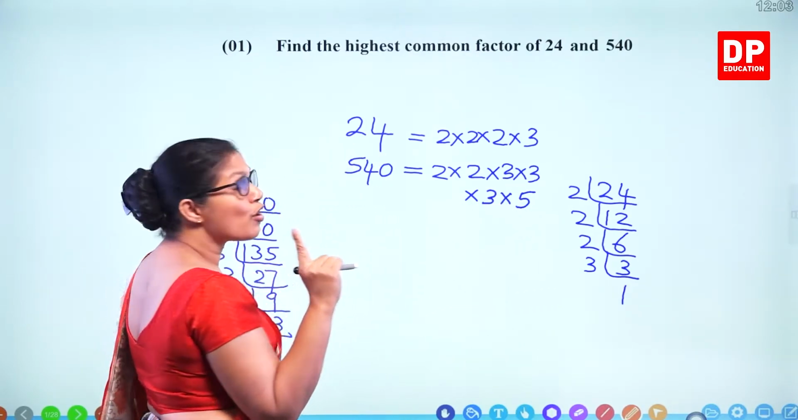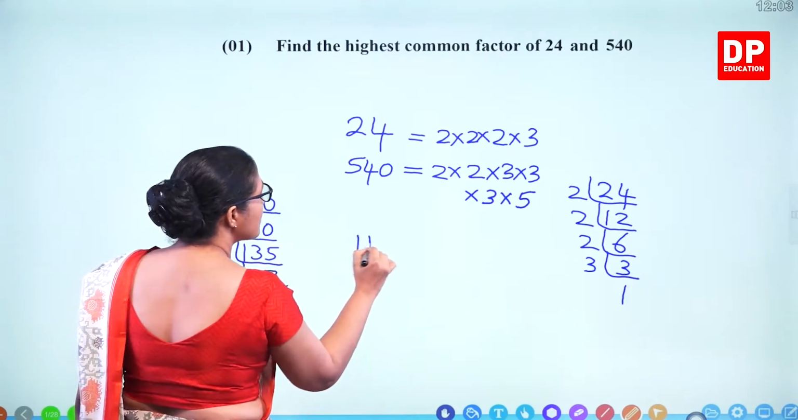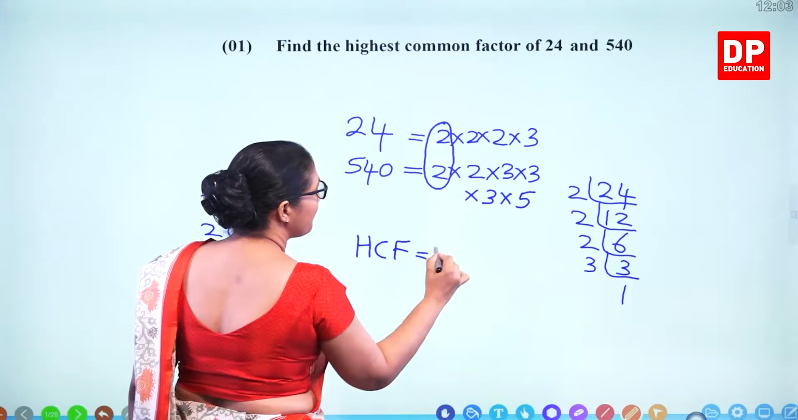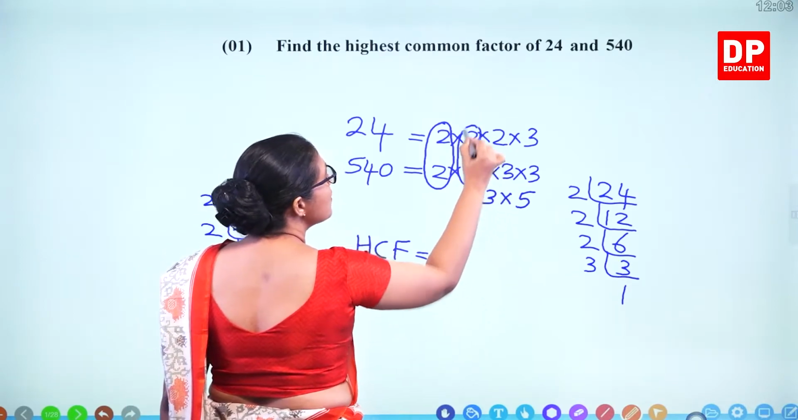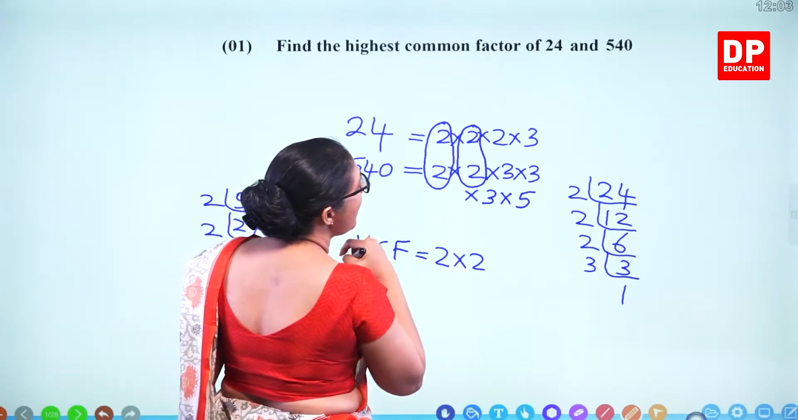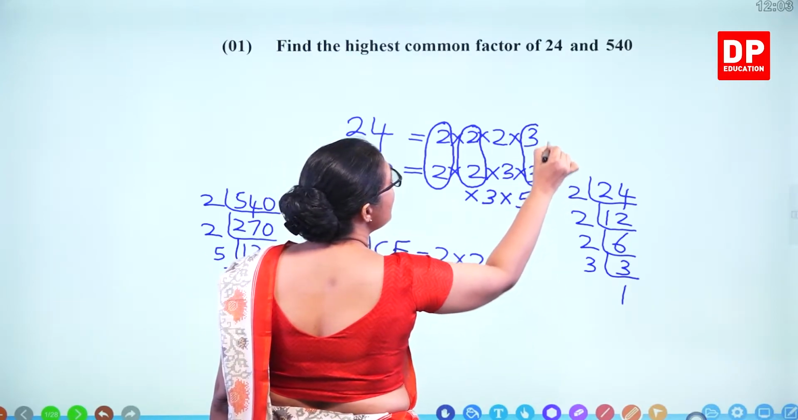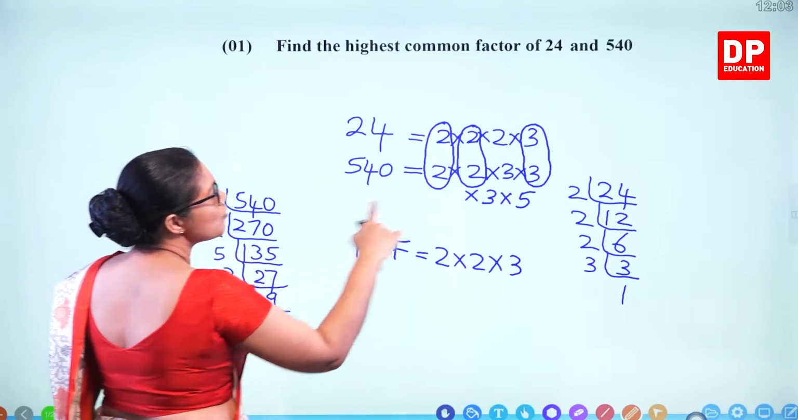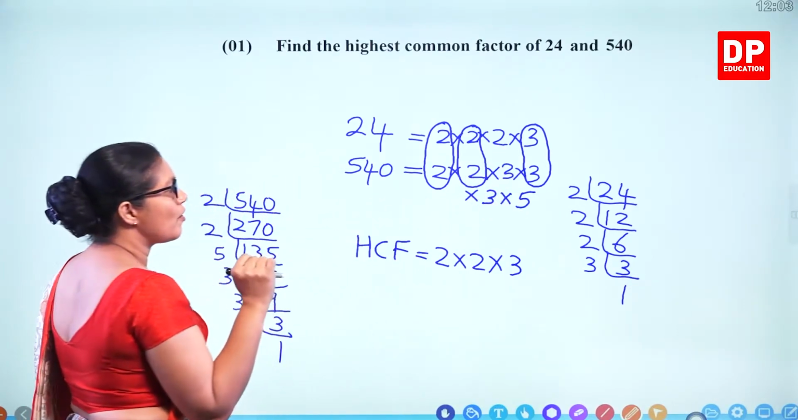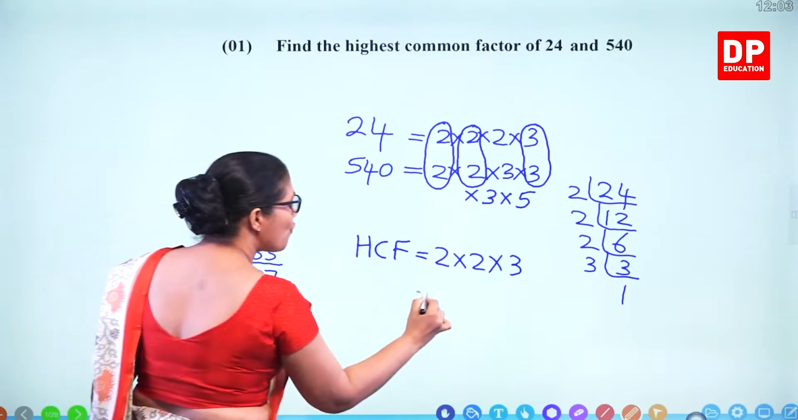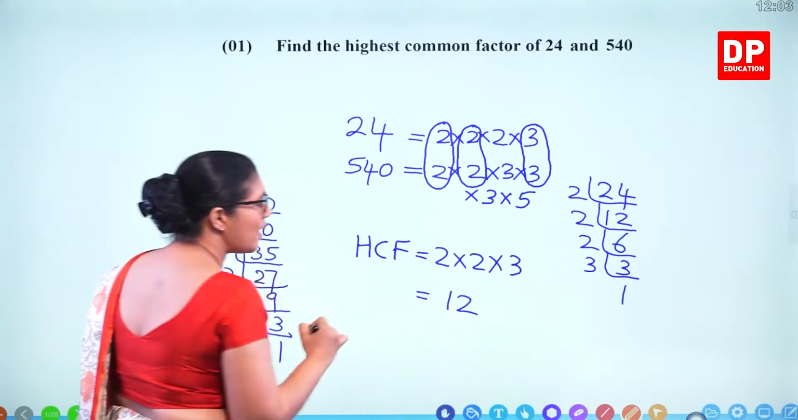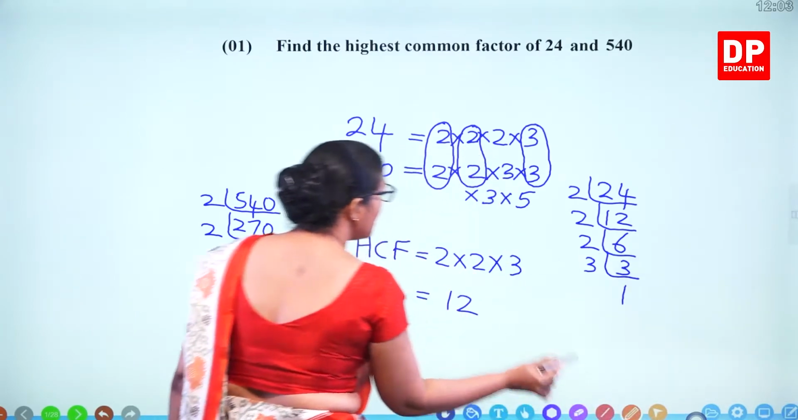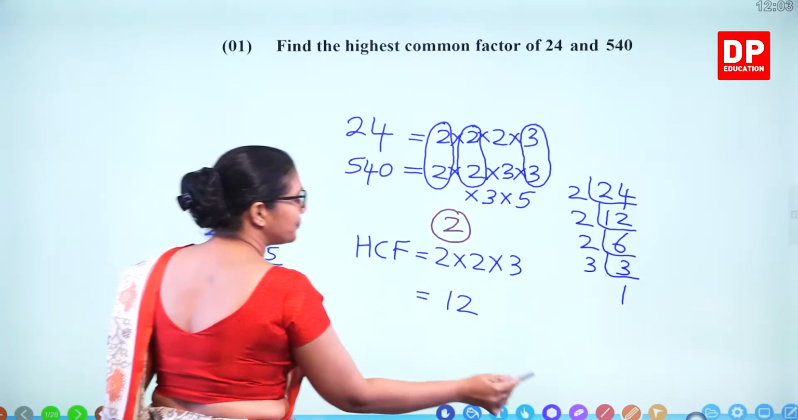Now you have to find the common factors for the highest common factor. 2 is common. Another 2 is common. And 3 is common. That's all. 5 and the other 3 are not common. So 2 times 2 is 4, 4 times 3 is 12. So the highest common factor is 12. You get 2 marks for that.